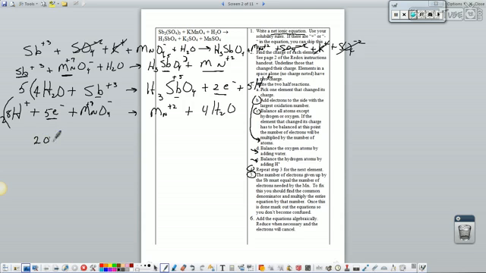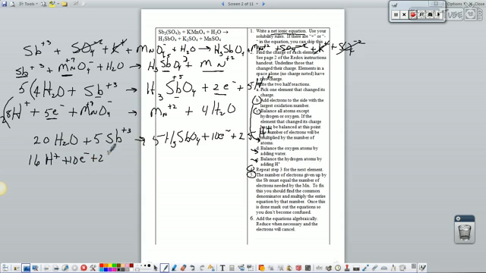So we have 20 H2O plus 5 Sb plus 3 yields 5 H3SbO4 plus 10 e minus plus 25 H plus. Now I'm going to multiply by 2 on the second equation, so that's going to give me 16 H plus 10 e minus plus 2 MnO4 minus yields 2 Mn plus 2 plus 8 H2O.